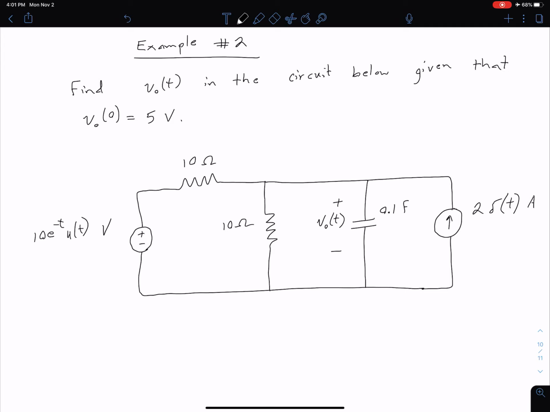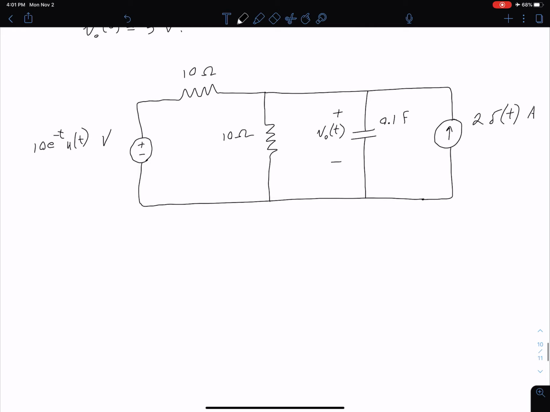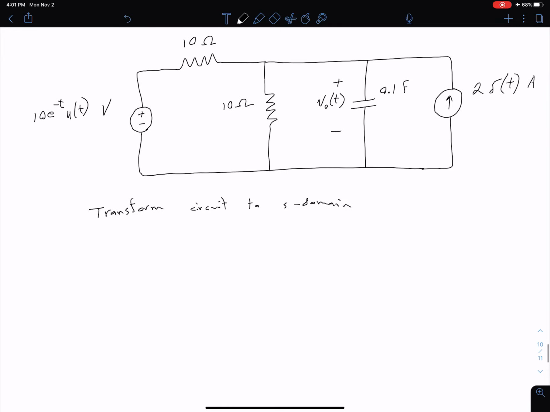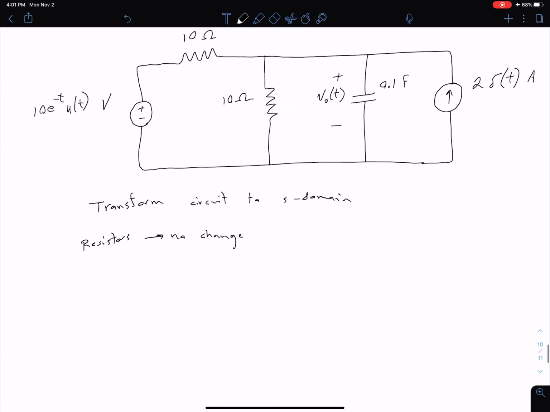So, like with our last example, the first step here is to transform our circuit to the S domain. So let's do this one component at a time. Of course, for our resistors, we don't see any change. There's still going to be 10 ohm resistors in our S domain.